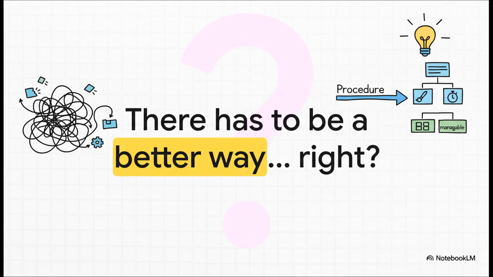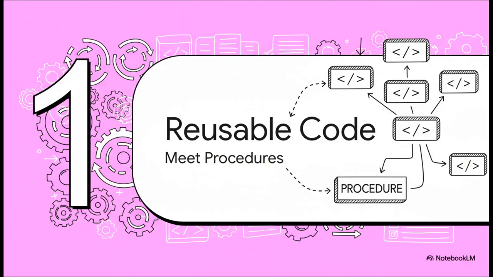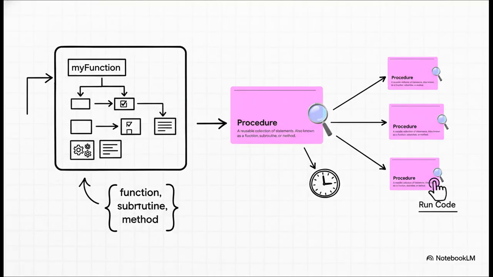And yep, you are absolutely right. There is. And that better way, the hero of our story today, is something called a procedure. This is the fundamental tool that lets us package up our code so we can use it again and again. It's how we solve that whole repetition problem, elegantly. So what is a procedure exactly? Well, simply put, it's just a bunch of code statements that you've bundled together and given a name.